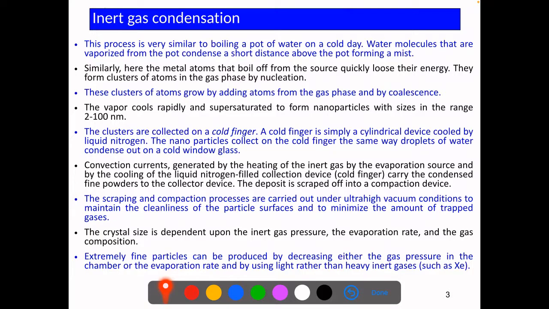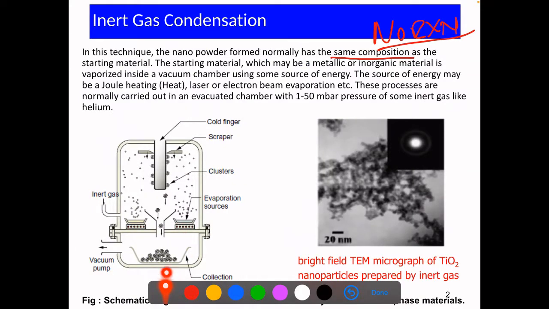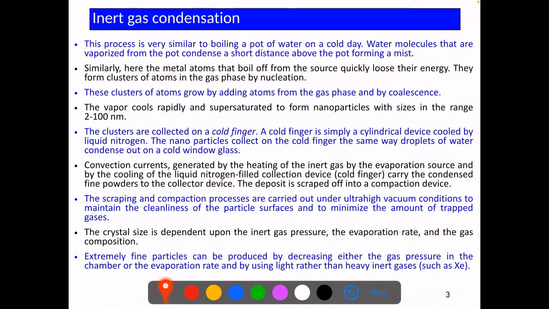Convection currents generated by heating of the inert gas by the evaporation source and by the cooling of the liquid nitrogen-filled collective device carry the condensed fine powders to the collector device. Collection is going on there. The scraping or compaction processes are carried out under ultra-high vacuum conditions to obtain what you have made. The crystal size, this can be important, is dependent upon the inert gas pressure, evaporation rate, and gas composition. You can control all these parameters.